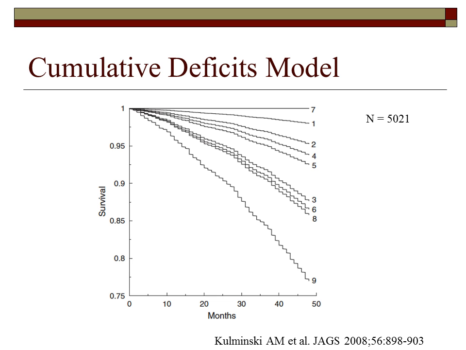This is an interesting study looking at another model called the cumulative deficits model. And again, these are different levels of frailty, and you can see that for the frailty level at 9, the highest level of frailty, over this period of 50 months, about 25% had died.